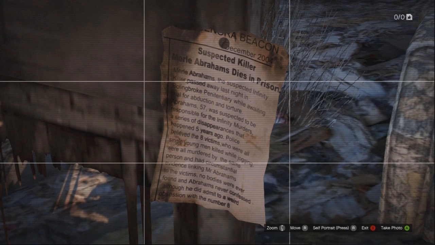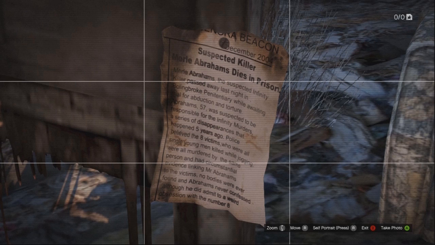Basically, the article reads, "Merle Abrahams, the suspected Infinity Killer, passed away last night in Bolingbrook Penitentiary while awaiting trial for abduction and torture. Abrahams, 57, was suspected to be responsible for the Infinity murders, a series of disappearances that happened 5 years ago. Police believe the 8 victims, who were all single young men killed while jogging, were all murdered by the same person and had circumstantial evidence linking Mr. Abrahams to the victims. No bodies were ever found, and Abrahams never confessed, although he did admit to a weird obsession with the number 8."